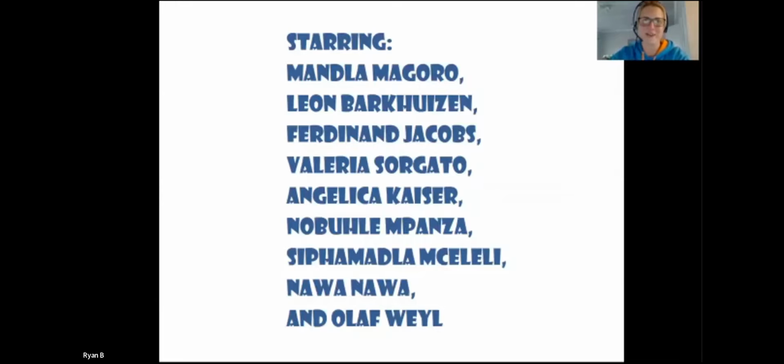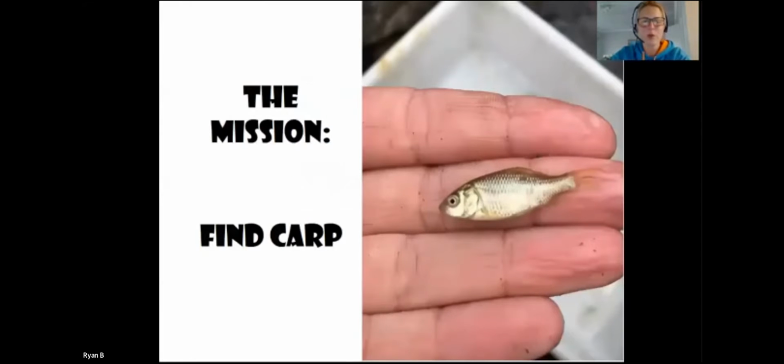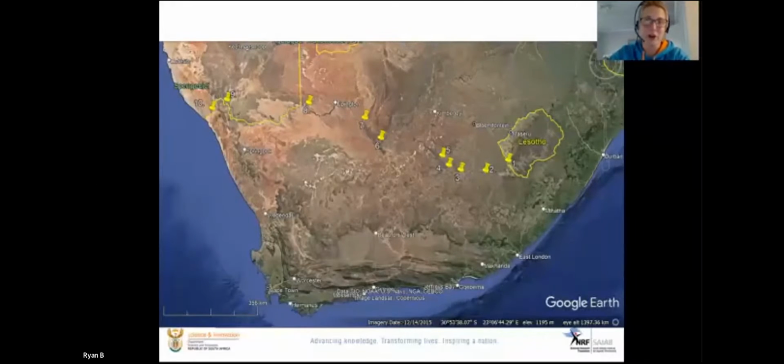What was the purpose? The mission was simple: to find carp. Carp are one of the world's most problematic invasive fishes, but whilst much is known about their impacts and ecologies in still water systems, much less is known about what they do in rivers, and I was looking to find that out. I was working on the Orange River.